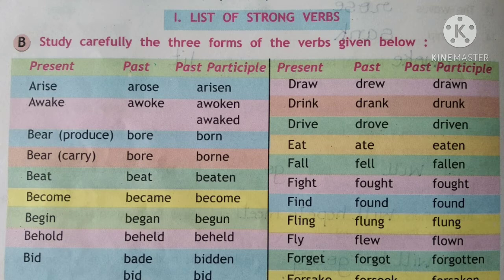So in this way, we have to change certain strong verbs into the past and past participle. Now you can see one more example, fly. The past tense of fly: we remove the y and add ew to make the past, flew. And the past participle is flown. So these are a few examples of the strong verbs.